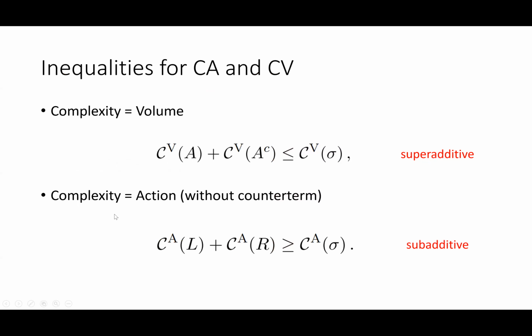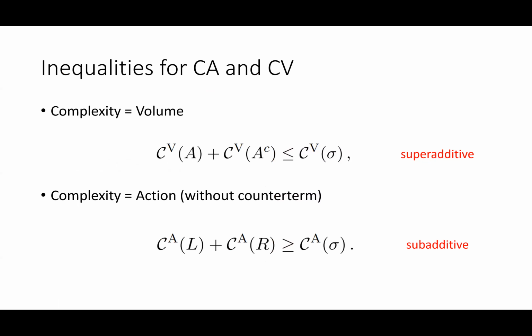Now the story with action is more complicated. In the paper that we put on the archive, we did the calculation without what's called a counterterm, which I'll explain briefly in a moment. And there we found that the complexities are subadditive. I mean, the complexity of the left plus the complexity of the right is actually bigger than the complexity of the whole thing.